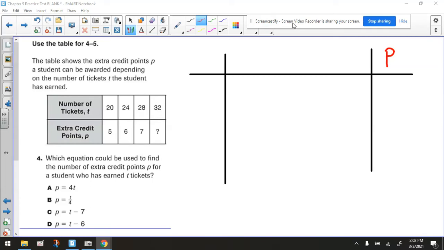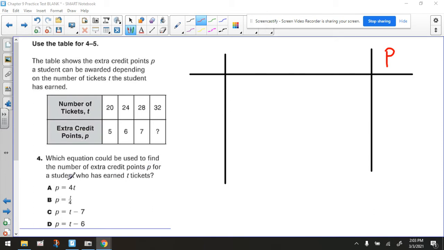We're taking a look at question 4 from the practice test. And it says the table shows the extra credit points P a student can be awarded depending on the number of tickets T the student has earned. And here's the table. They want to know which equation could be used to find the number of extra credit points P for a student who has earned T tickets.